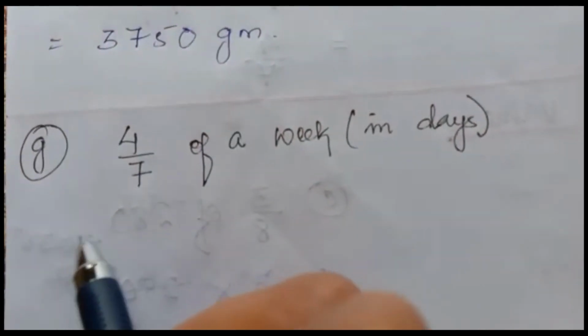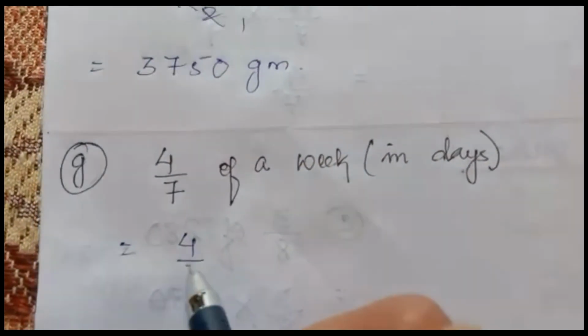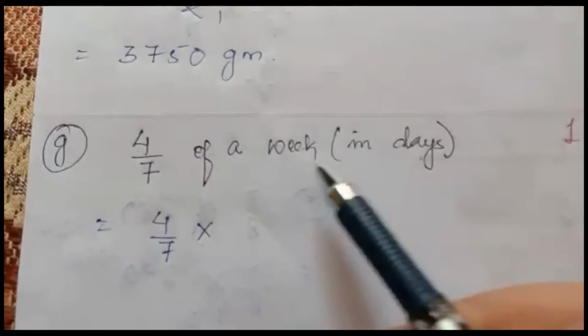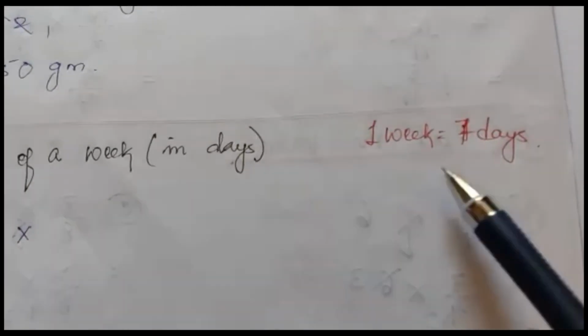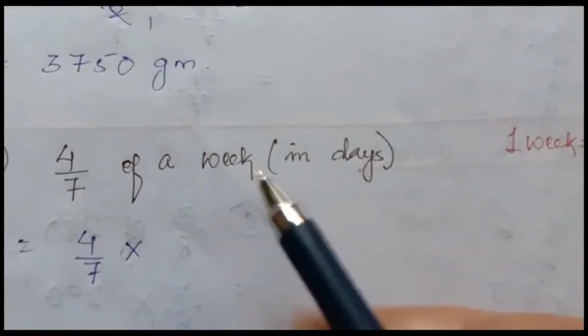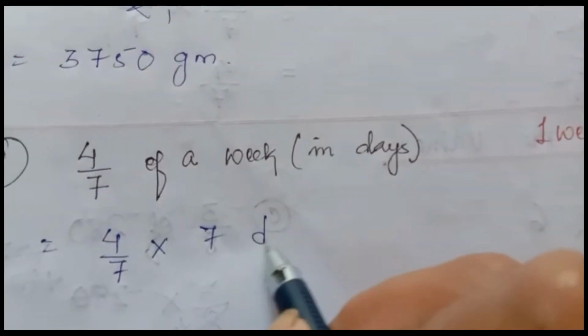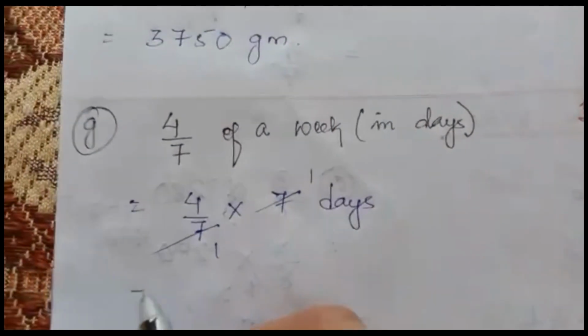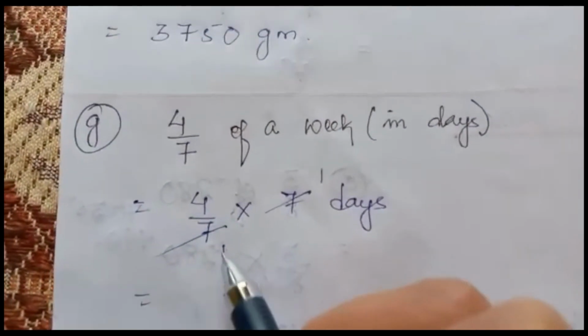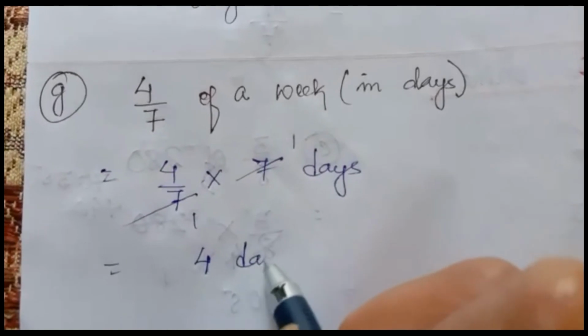Now next question number G. 4 by 7 of a week, but the answer must be in days. So a week means 1 week. So 1 week means 7 days. So in place of week you write 7 days. Cancel this. 7 1s are 7, 7 1s are 7. So 4 into 1, 4 divided by 1, no need to write. So 4 days.